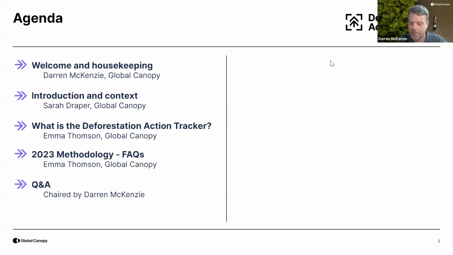Today, let me introduce our panelists. We're going to hear from Sarah Draper, who is Global Canopy's Corporate Performance Program Lead. She is here to outline the context. Nature has become much higher on the political agenda, so she'll explain why, and why that means that financial institutions have to act. And we're also going to hear from Emma Thomson, who is our Deforestation Action Tracker Lead. She's going to demystify it for us. She's going to run through the methodology, show how we use it and how we can make it work.